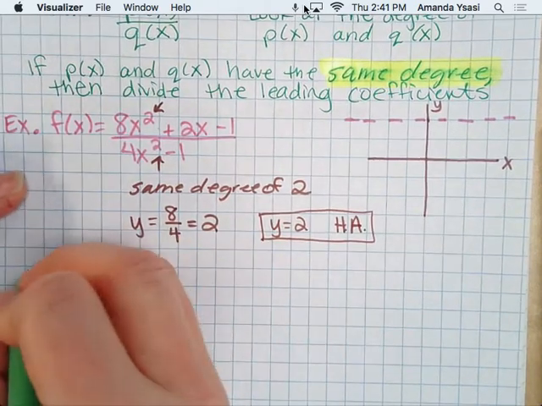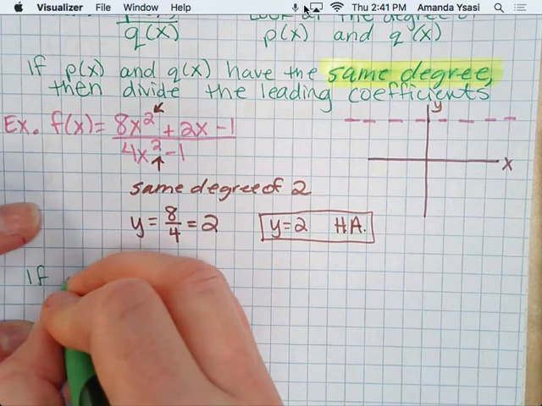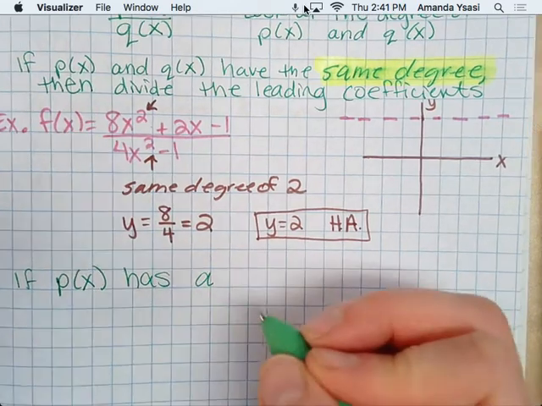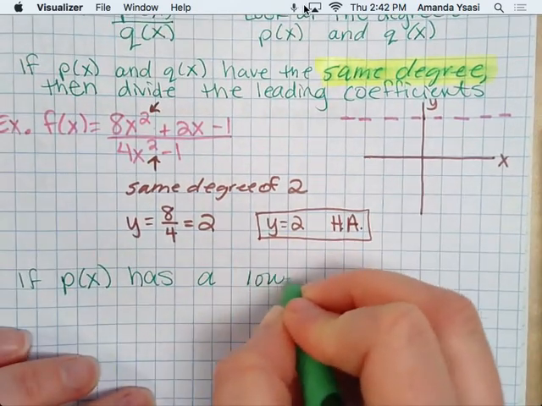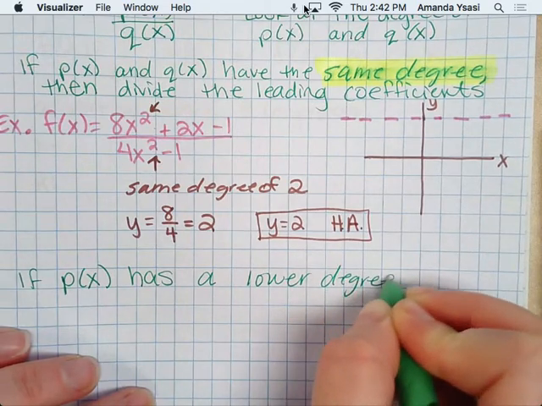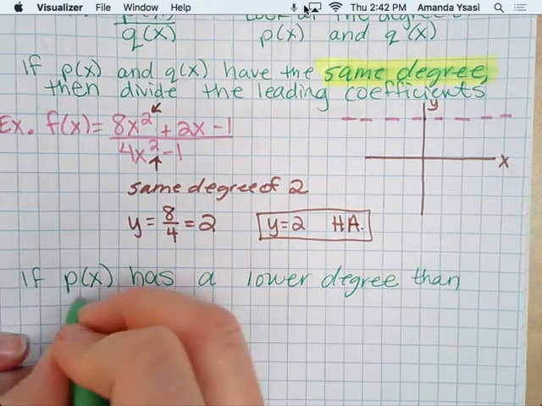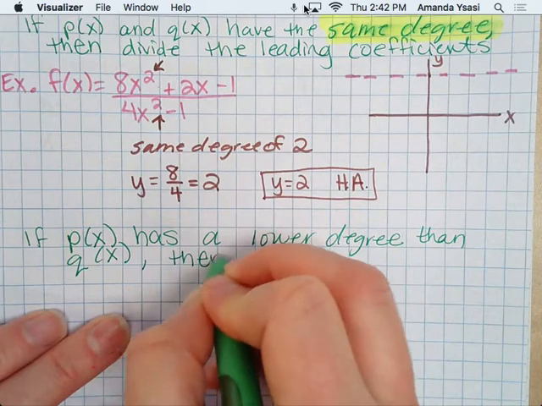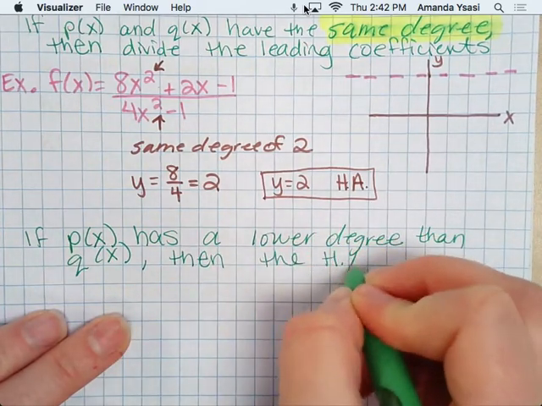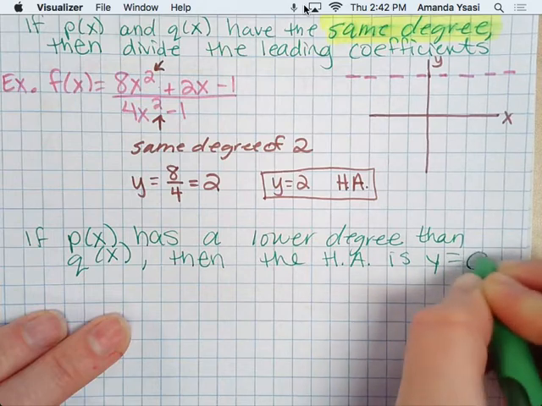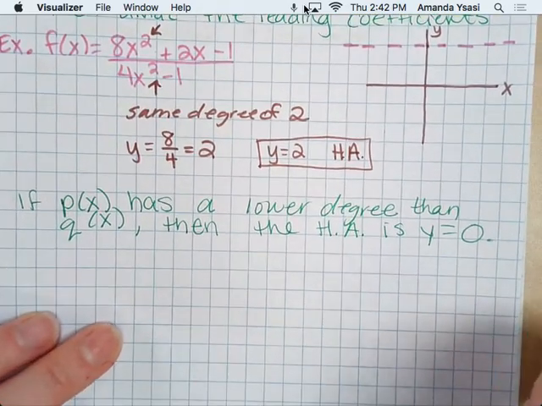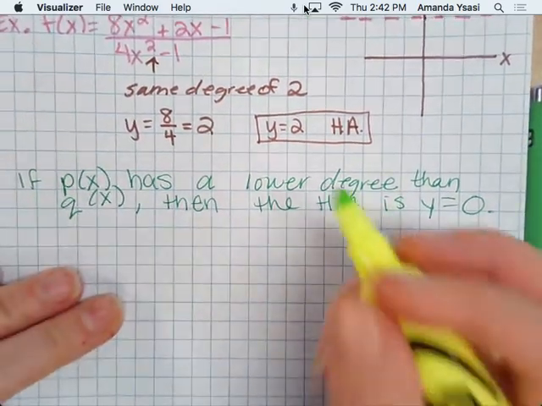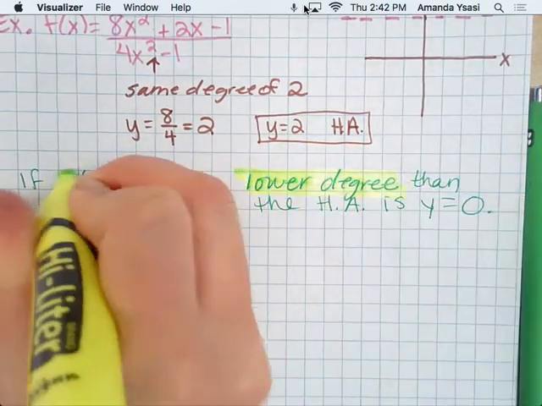And then the next one, if P of X has a lower degree than Q of X, then the HA, horizontal asymptote, is y equals 0. So P of X is the lower degree.